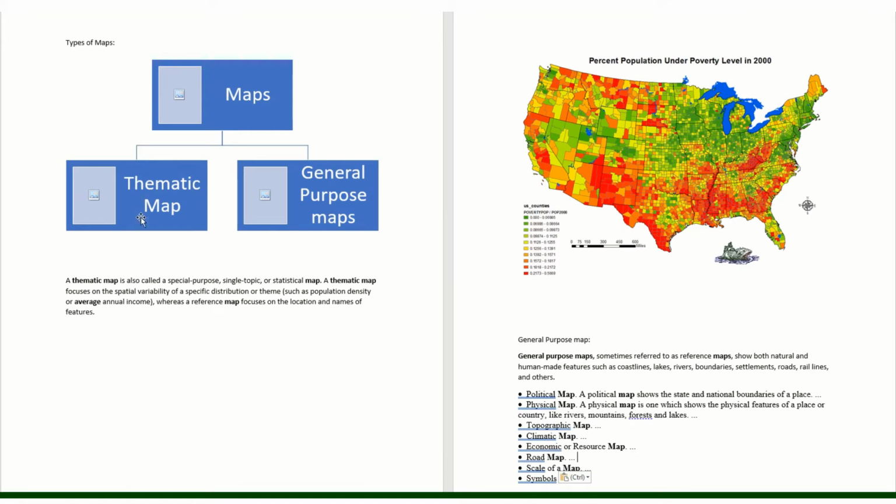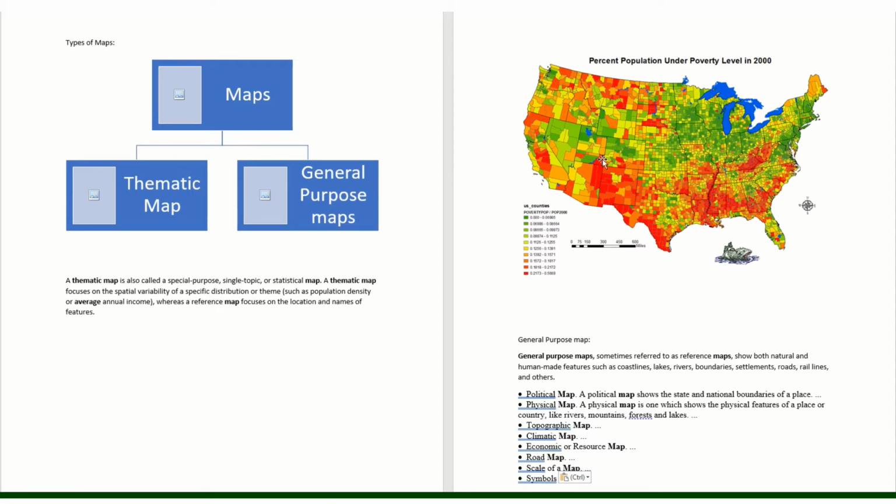Here you can see the types of the map, thematic and general purpose. A thematic map is also called a special purpose map. It shows a single topic, or statistical data. Here you can see that it has a single topic. It's not showing multiple things, like landforms, weather, and all these things. It's showing only the percentage of the population under poverty level.